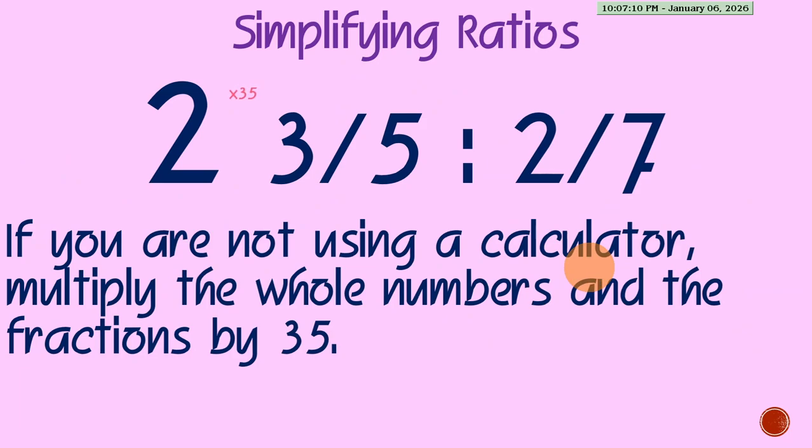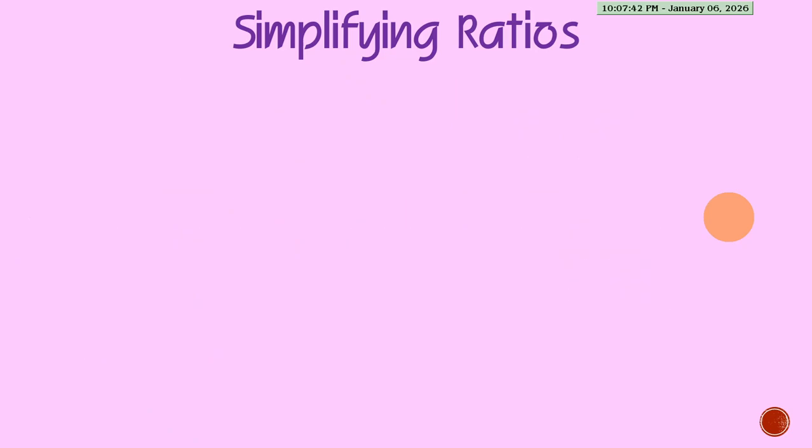So we have to multiply the whole number by 35. The fraction 3/5 needs to be multiplied by 35, and the fraction 2/7 needs to be multiplied by 35. Of course, if you were using a calculator, you just multiply by 35 and you'd be done much quicker. Of course, I'm just assuming that those persons who are doing the BGCSE will have a calculator, but if you're doing some other exam, you may or may not have a calculator at your hands. So let's have a look.